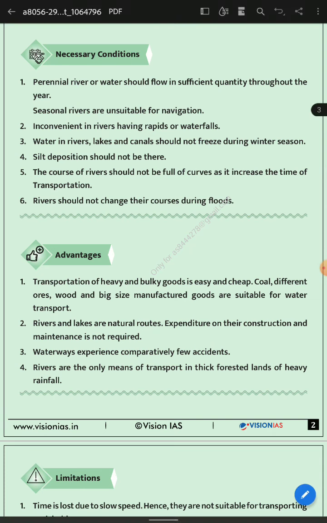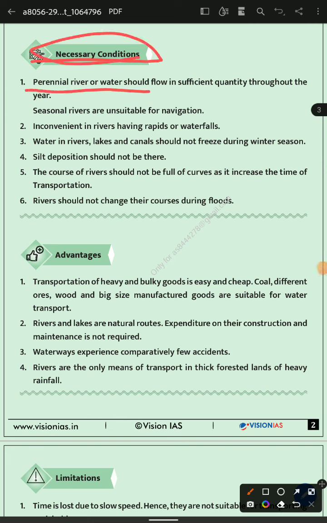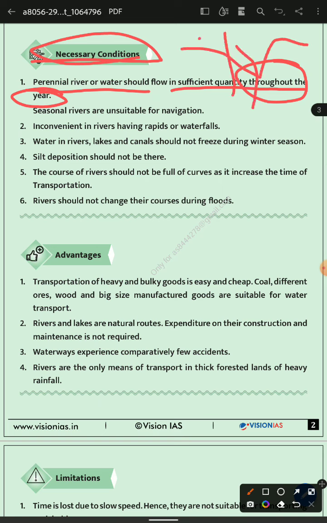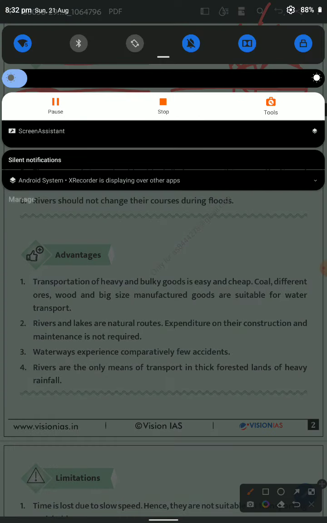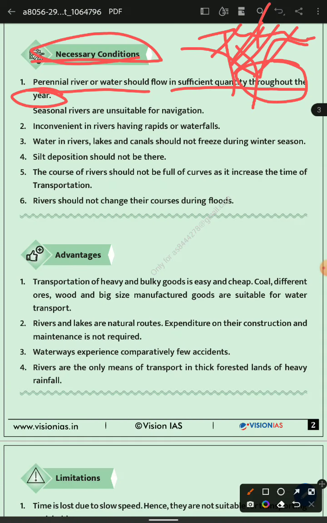Then the other one is inland waterways. What conditions are necessary? The premier river's water should flow on the surface with quality throughout the year, because these are perennial rivers. Their source is the Himalayas, and then there are seasonal rivers. A lot of water is available in the glaciers, and through melting the rivers can be perennial and seasonal.